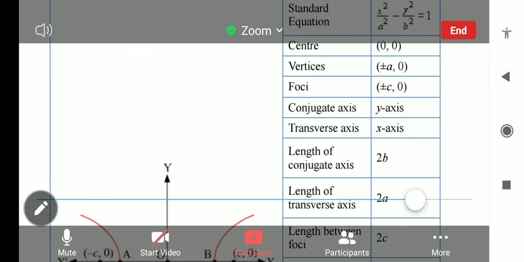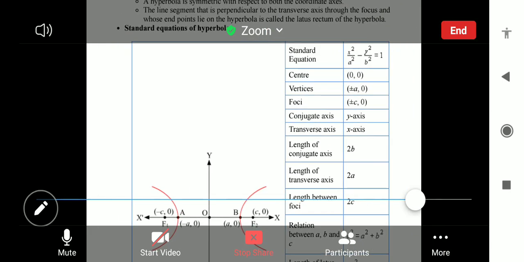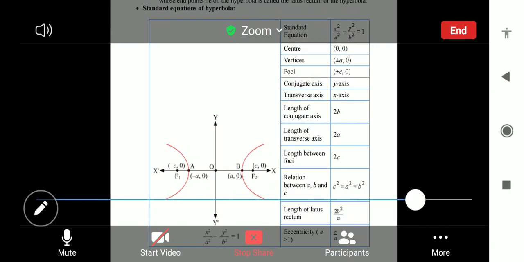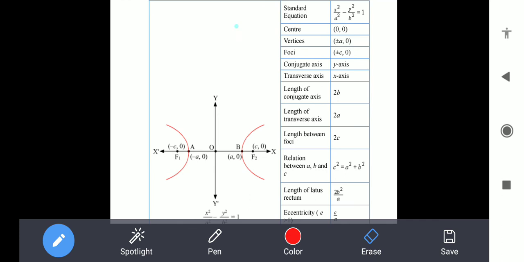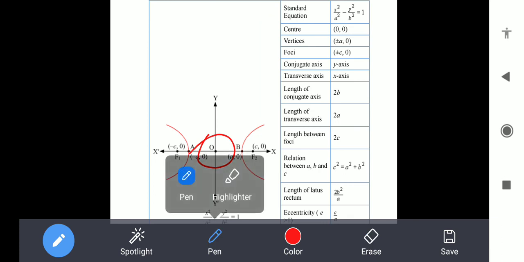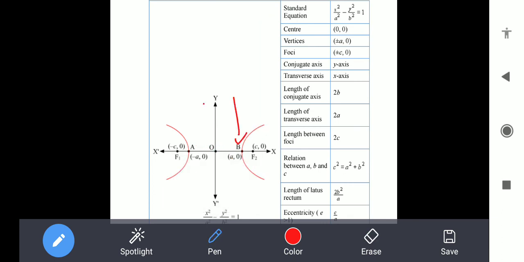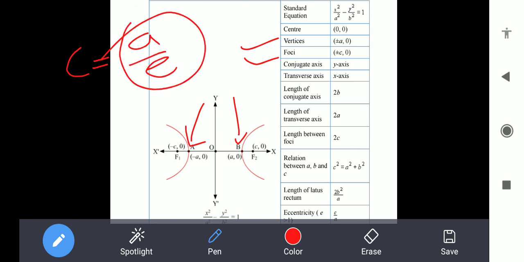The equation of the hyperbola, the first case, is x square upon a square minus y square upon b square is equal to 1. In this case, center is 0 comma 0. Vertices are plus minus a comma 0. Foci are plus minus c comma 0. Here c is equal to a times e.